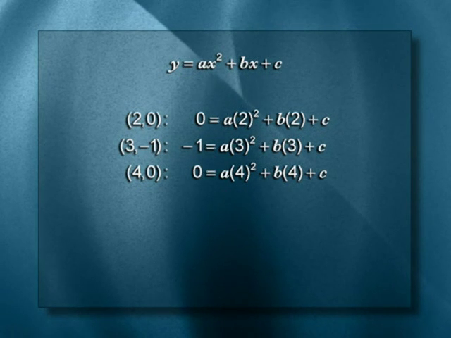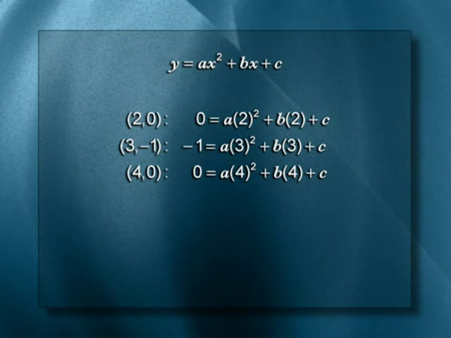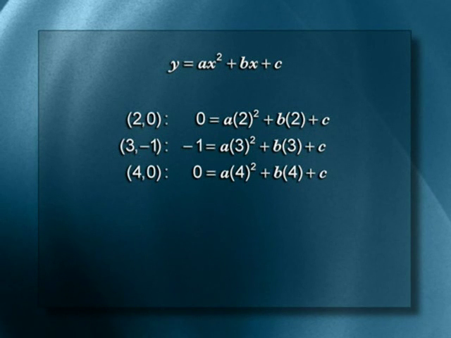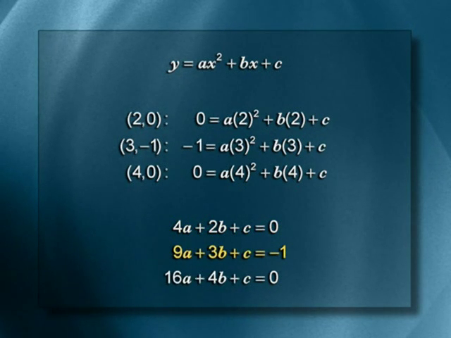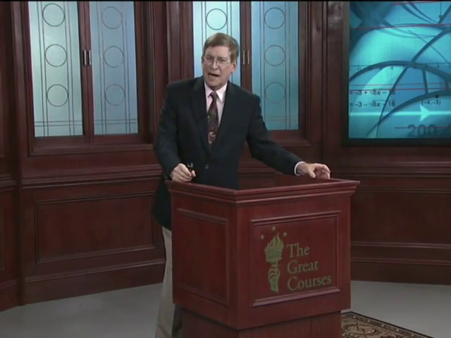Now, multiply out those squares, and this gives rise to a system of linear equations. If there's one adage in mathematics or in applied mathematics, it's that almost everything gives rise to a linear system that you then have to solve with Gaussian elimination. Here's our system. 4a plus 2b plus c equals 0, 9a plus 3b plus c equals -1, and 16a plus 4b plus c equals 0. Find a, b, and c. Well, I'm not going to do it. We know how to do Gaussian elimination.